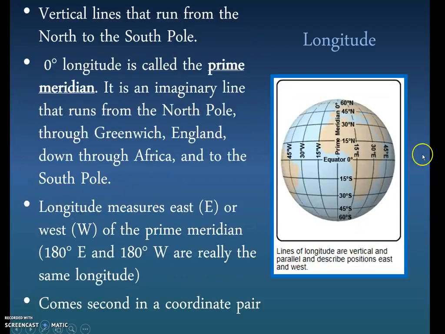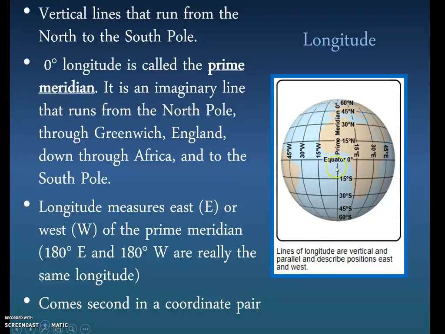So next we have longitude. One way I try to remember it is the longitude lines are long. They're long up and down. They run the length of the globe. So they are vertical lines that run from the North Pole to the South Pole, but they're measuring degrees west and east of the prime meridian.